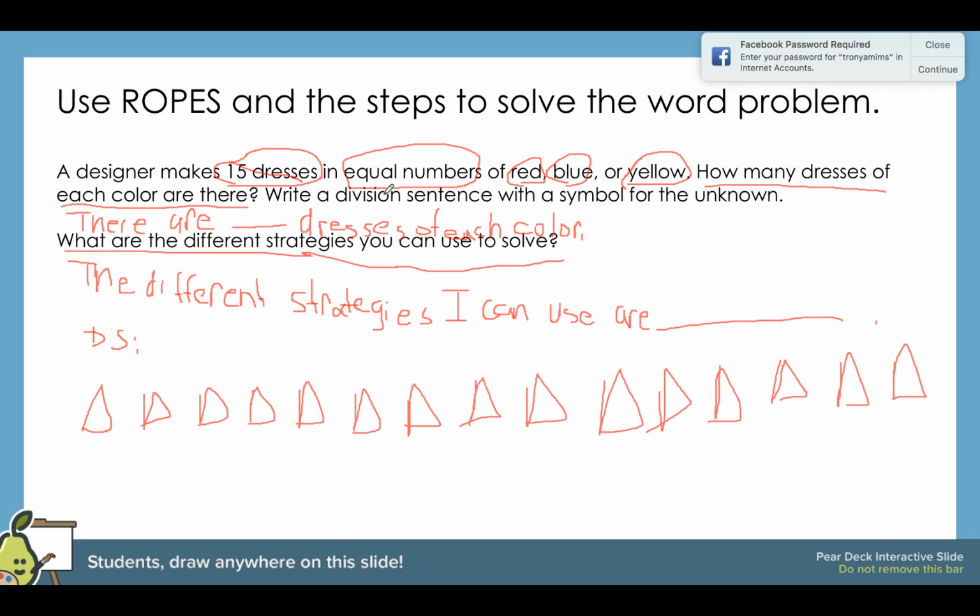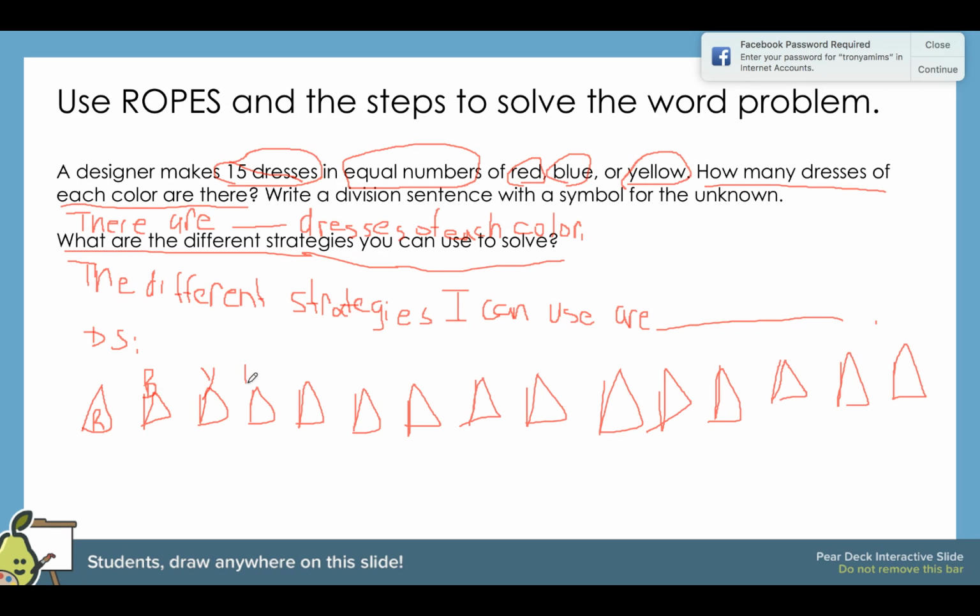And then it says equal numbers of red, blue, yellow. Well, since I know some are red, some are blue, some are yellow, what I'm going to do, I'm going to write an R for red for a dress. Then I'm going to write B for blue for the next dress. And then I'm going to write a Y for yellow for the next dress. And I'm going to keep going red, blue, yellow, red, blue, yellow, red, blue, yellow until I'm out of dresses.